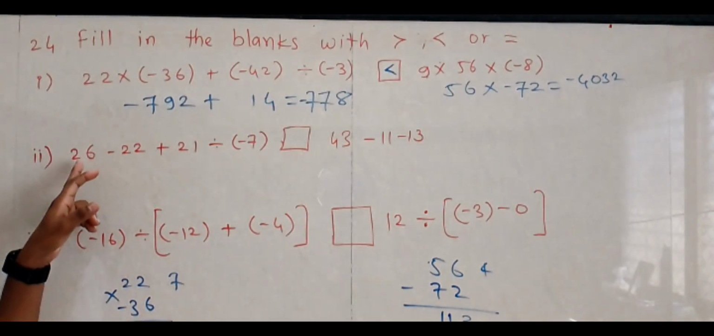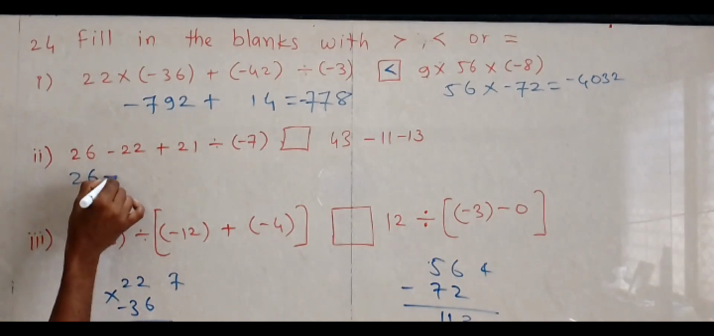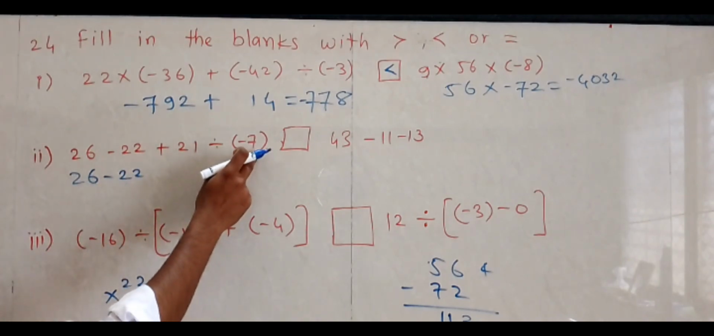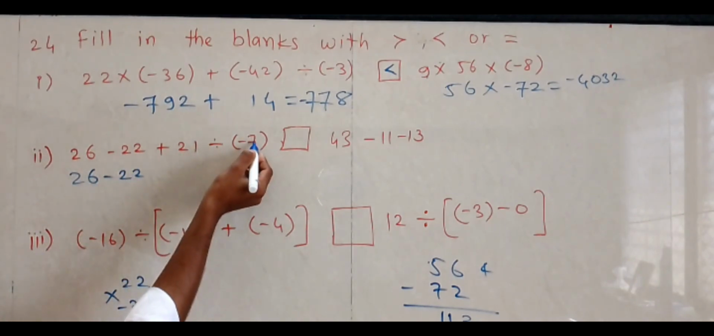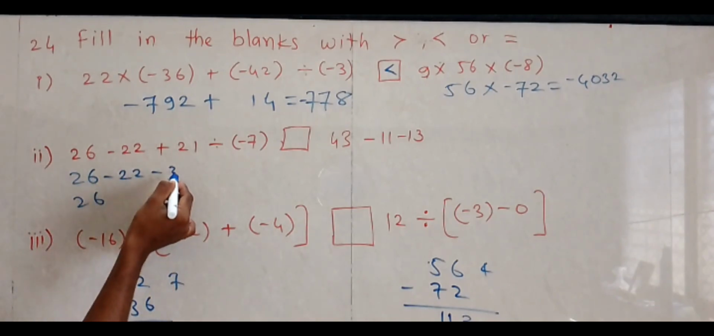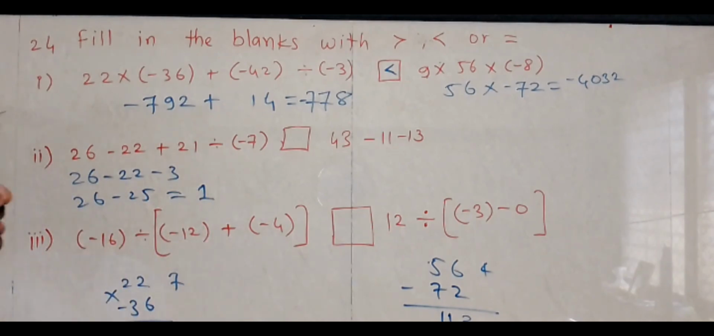Next one, 26 as it is, minus 22 as it is. 7 1s are 7, 7 3s are 21. This is a minus, so minus 3. 26 as it is, minus 22 minus 3, it becomes minus 25. So we can write plus 1, the final answer.